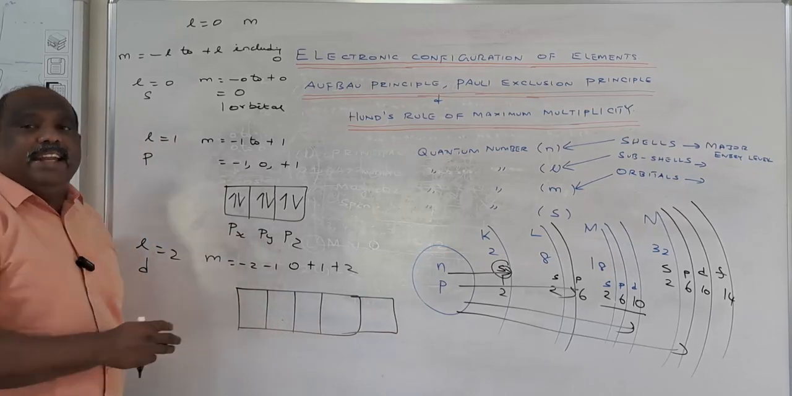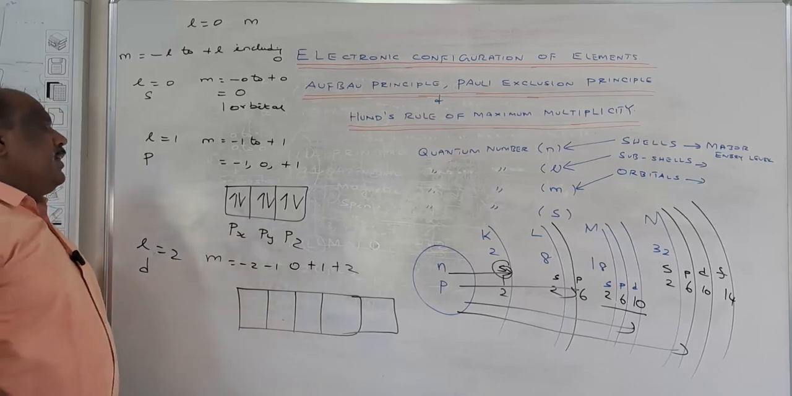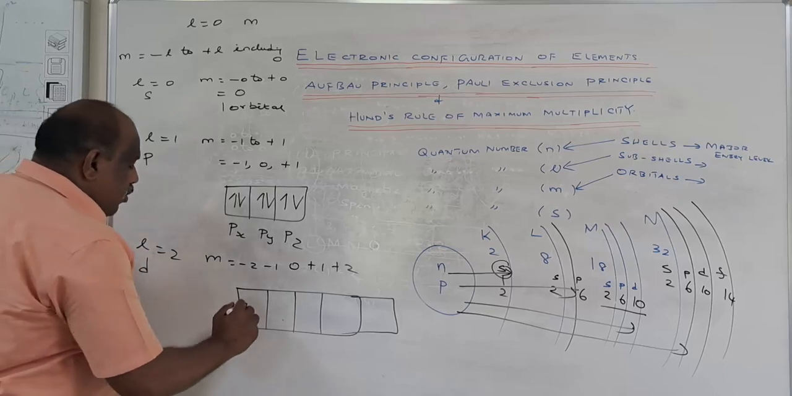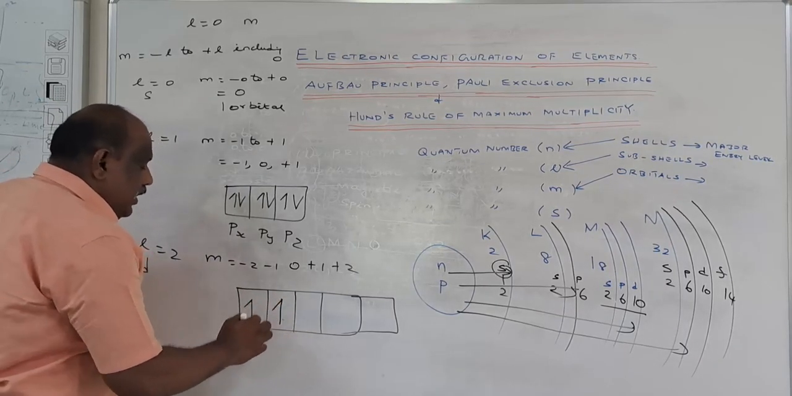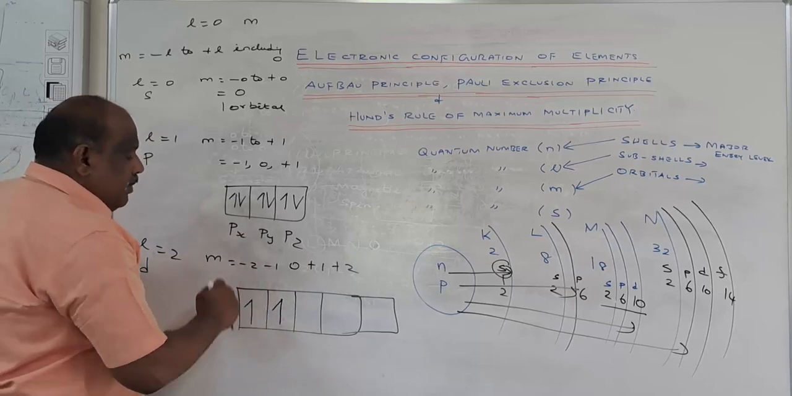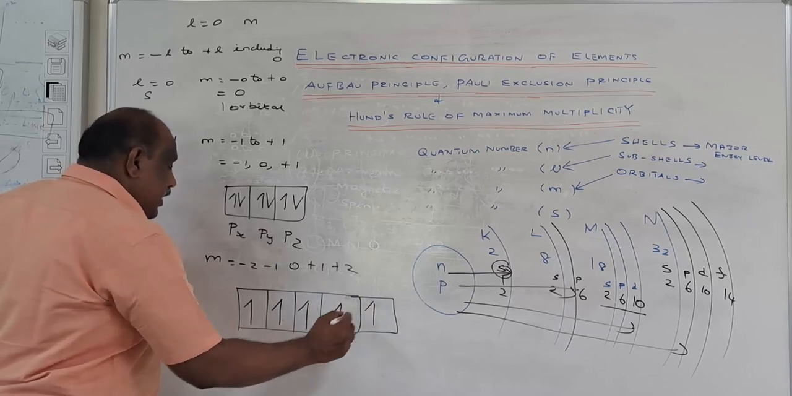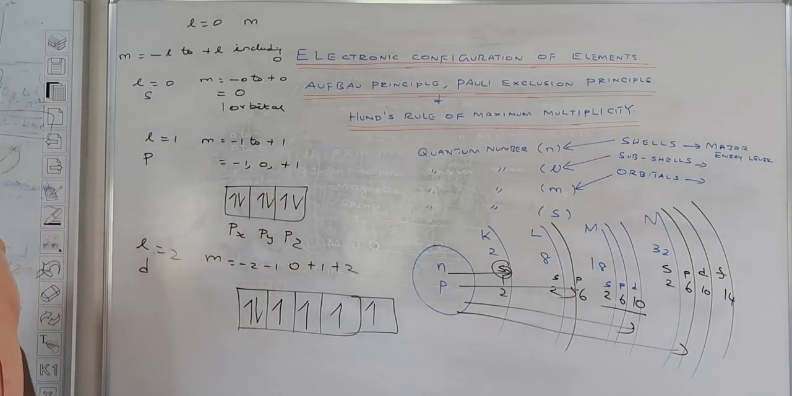So we can have a maximum of 10 electrons, because each orbital can have 2 electrons. The spin quantum number defines the direction of the spin. If I have only 1 electron, it will be here. If I have a second electron, it has to go here only. It should not come here; it should go to the next orbital only. A third electron goes here, fourth here, fifth here. Only the sixth electron should occupy the first one, and then it should be rotating in the opposite direction.